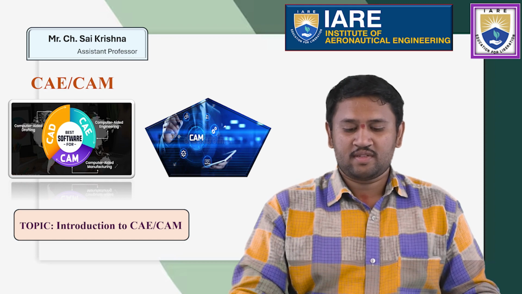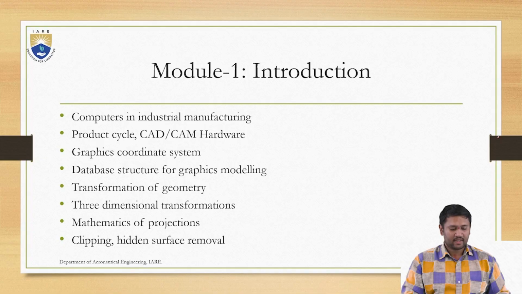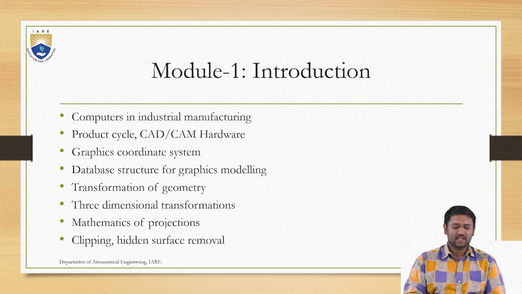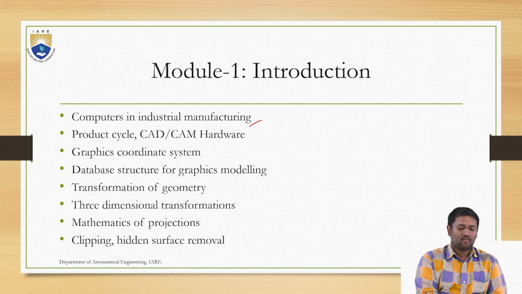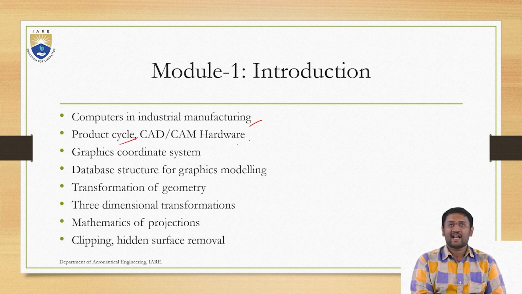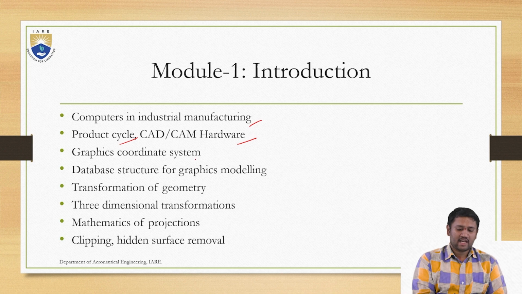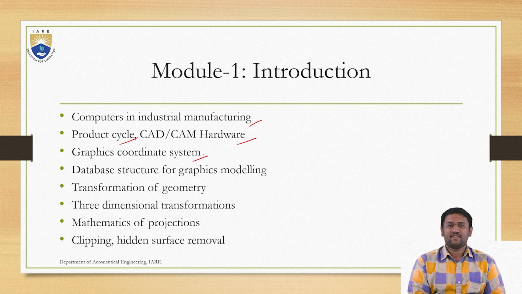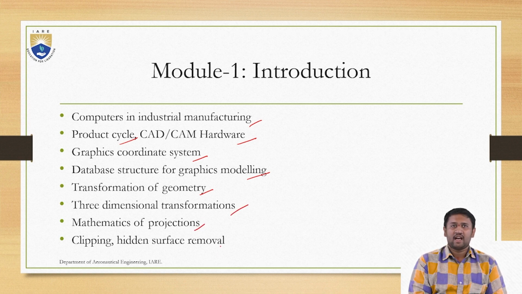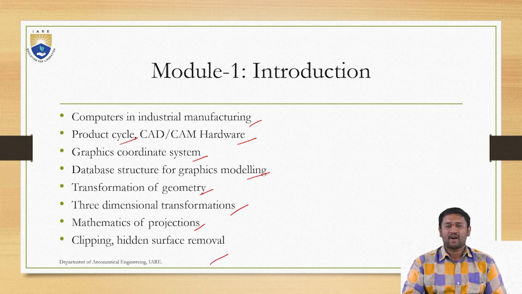Right? For now, we'll start with what do you mean by CAD or CAM. As a part of your module 1, we will be discussing how well the computers are used in industrial manufacturing age. Next, what do you mean by product cycle, and what is the CAD/CAM hardware that is applicable for you, and what is the graphics coordinate system that is used while creating few graphics, particularly CAD models, as well as what is the database structure that is applied for the graphics modeling, and what is the transformation of geometry, three-dimensional transformations, and what are the mathematical projections, and clipping and hidden surface removal. All these topics we'll be covering as a part of your module 1.